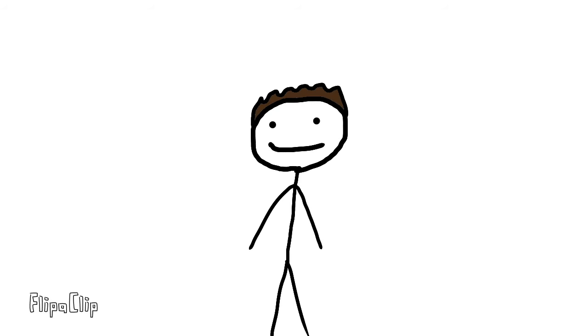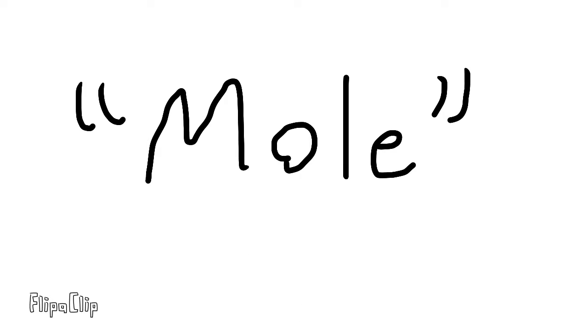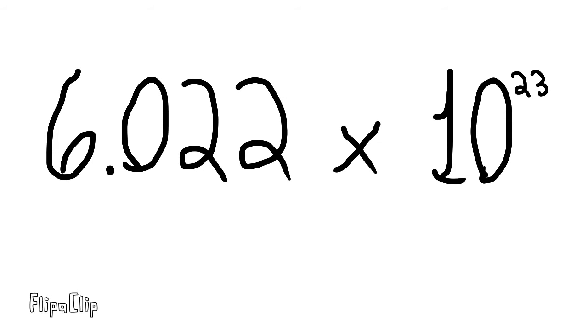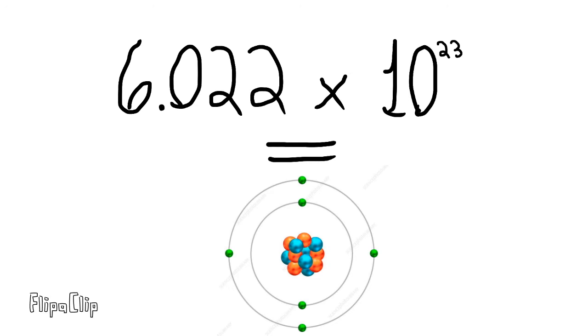Anyways, he uses that law to develop a new unit of measurement for atoms, which ends up being called a mole. That's pronounced MOLE, just like the animal which we'll get into later. A mole comes out to be 6.022 times 10 to the 23rd particles, which is also equal to the number of atoms in 12 grams of carbon 12.